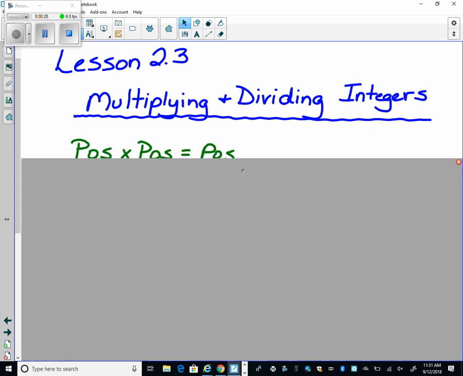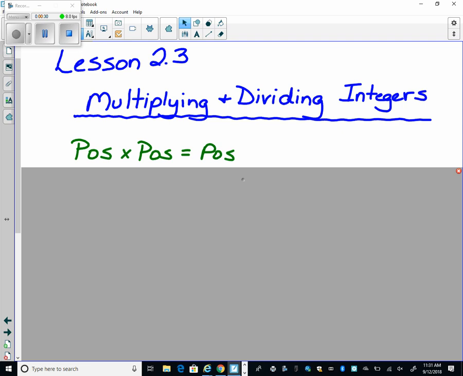If you multiply a positive number times a positive number, you are always going to get a positive answer. Now the rules for multiplication and division with integers are exactly the same. That's the nice thing about these. To give you an example of this, let's say I took 4 times 9. Notice both 4 and 9 are positive. 4 times 9 is 36. My answer of 36 is also going to be positive.